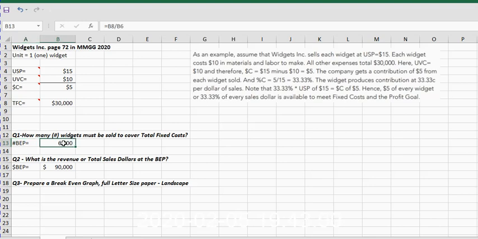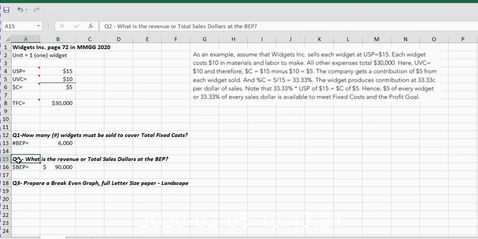And the answer here is by taking $30,000 and dividing it by $C. Let me show you that again. That is the total fixed cost divided by $C. And that gives us the number of widgets. You can see the number right there.